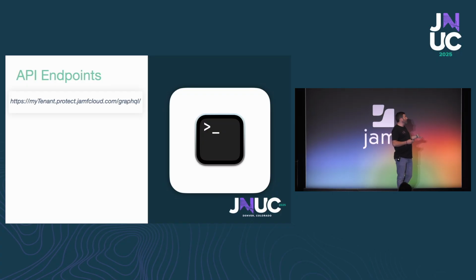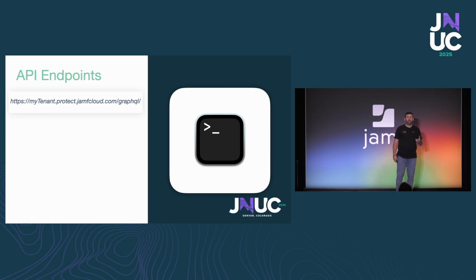How do we actually talk to it? Well, we talk to it via an endpoint. So it's important to understand how we're going to talk to it or what we're talking to. In most cases, if it's a web app, like what we're talking about, there'll be a URL. In our case, it looks a little bit like this: your tenant name .protect.jamfcloud.com/GraphQL, okay? And there's a few different ways we can interact with that.